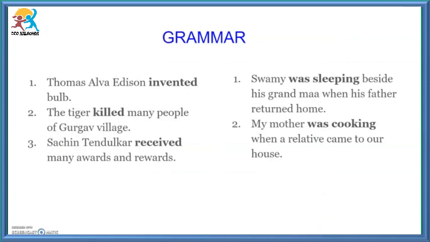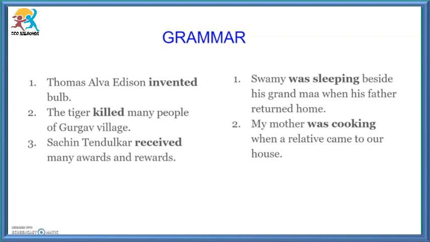Yes, very good. Now let us move to the most important topic of your lesson, that is grammar. You find three sentences on your left and 2 sentences on your right, but you find some changes in the verb form. On the left hand side, you see only the past forms of the verbs, whereas in the right hand side sentences, you see verbs in a continuous form. Let us find out what it is. Thomas Alva Edison invented the bulb. In the past, he had invented the bulb. So we can say that Thomas Alva Edison invented the bulb.